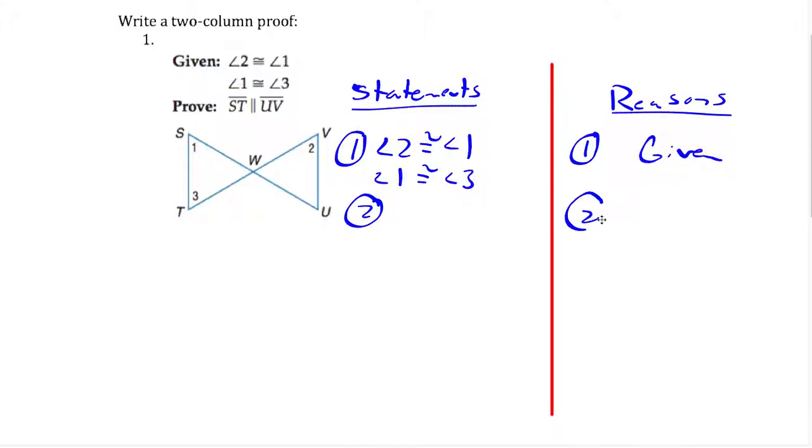Number 2. Well, let's work backwards, right? So we want to prove that ST is parallel to VU. Well, if we use this as a transversal, we can see angles 2 and 3. So if we can prove that angles 2 and 3 are congruent, the lines must be parallel because angles 2 and 3 are alternate interior angles. They make that Z pattern. Well, if I know that 2 is congruent to 1 and 1 is congruent to 3, I can actually say that 2 is congruent to 3. That is the transitive property. Look familiar?